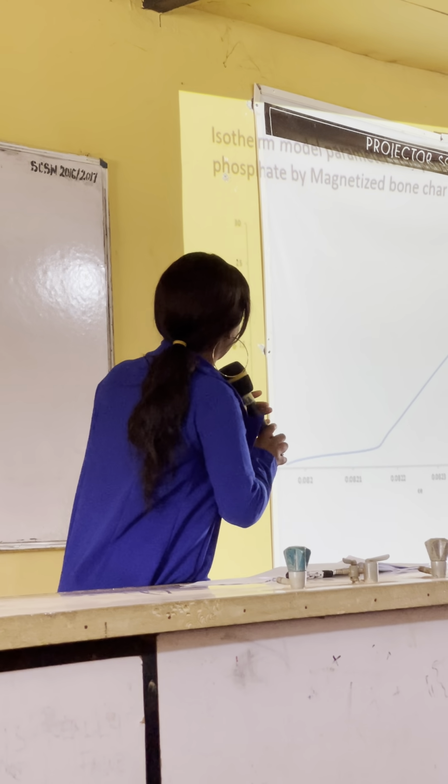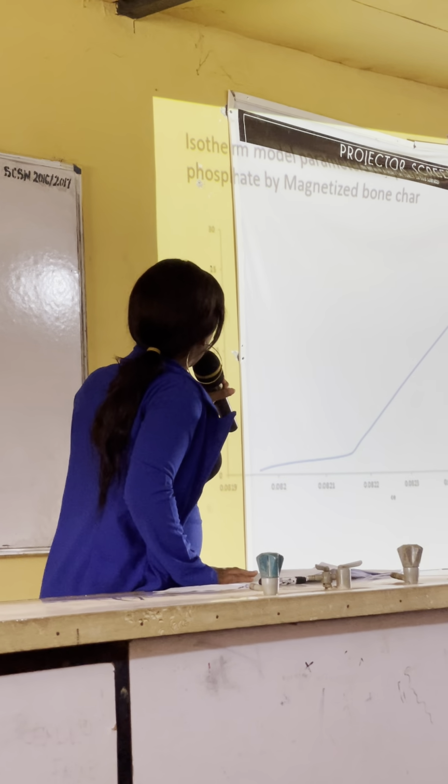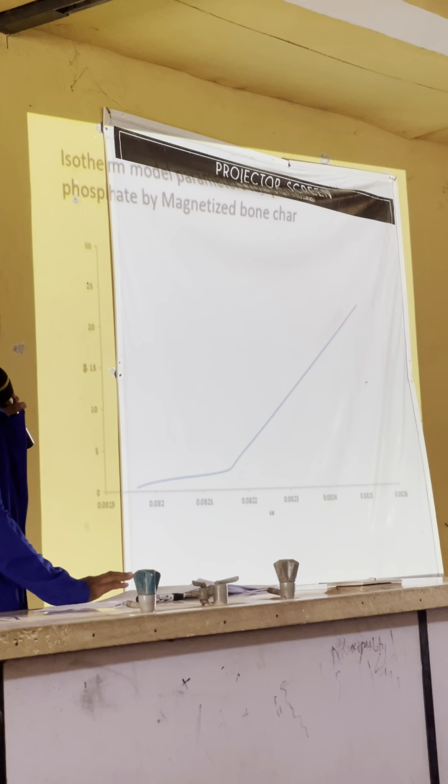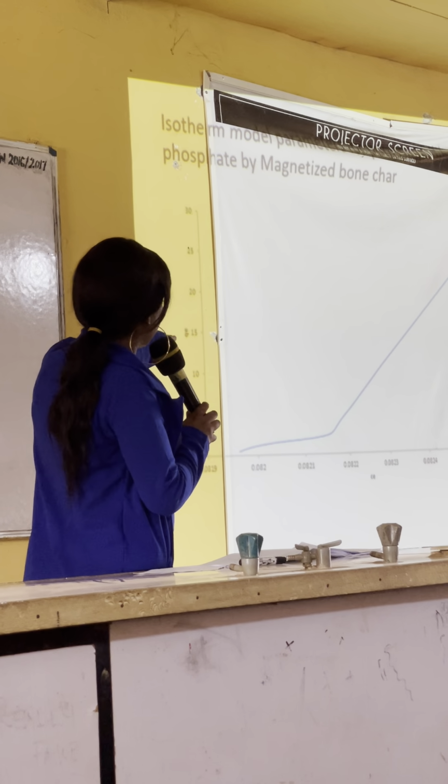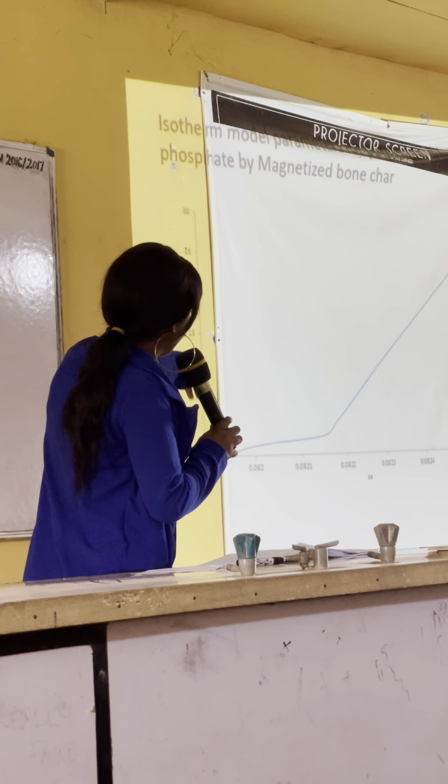This is the graph of the amount of adsorbate adsorbed at equilibrium against the concentration of adsorbate at equilibrium.